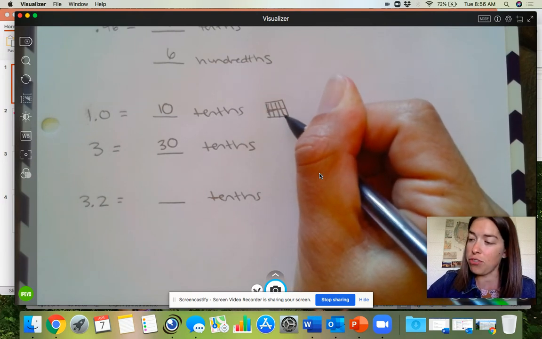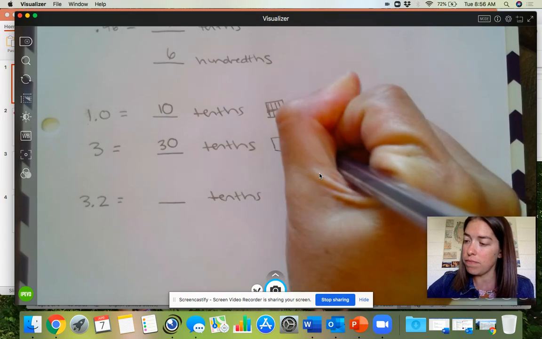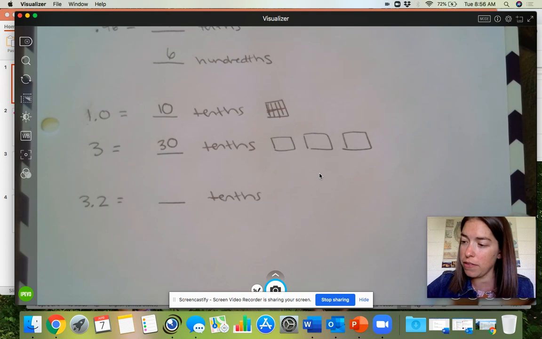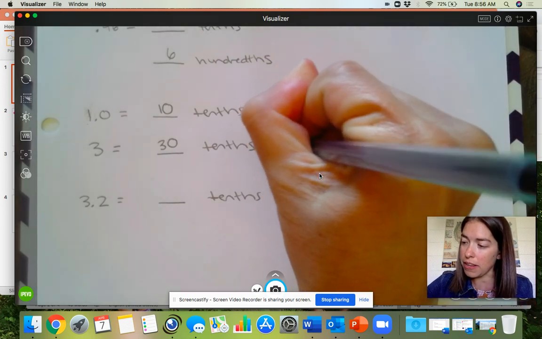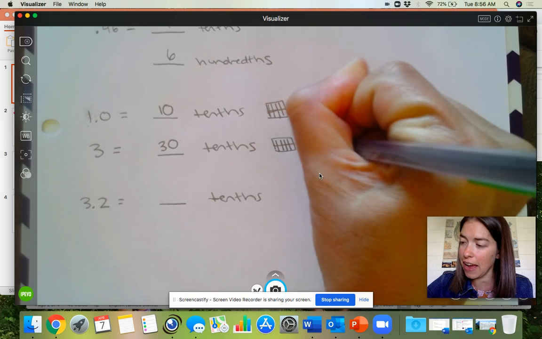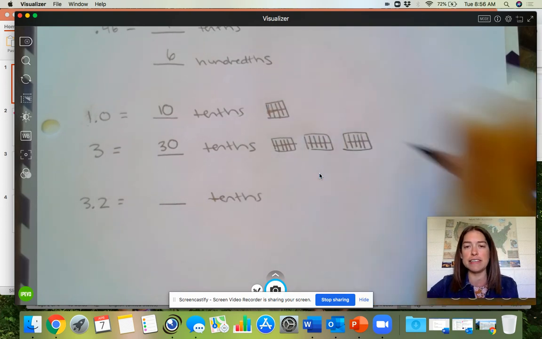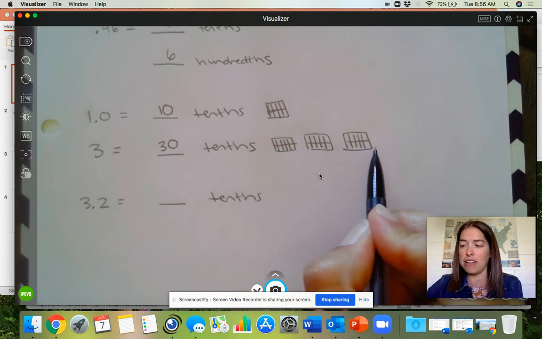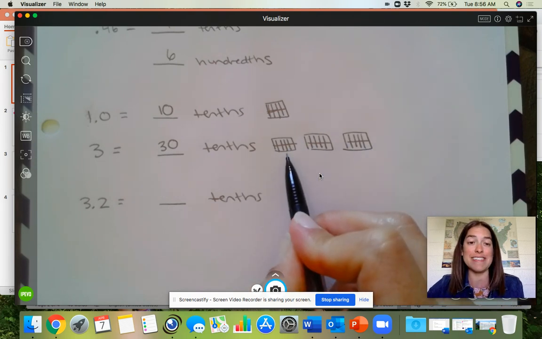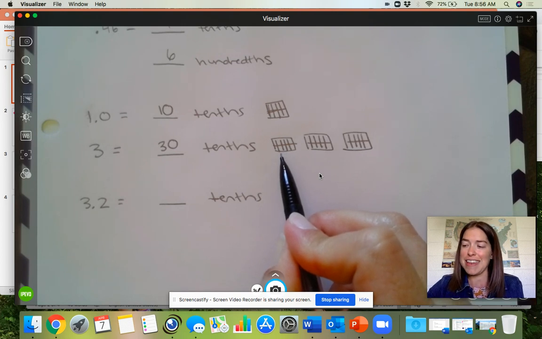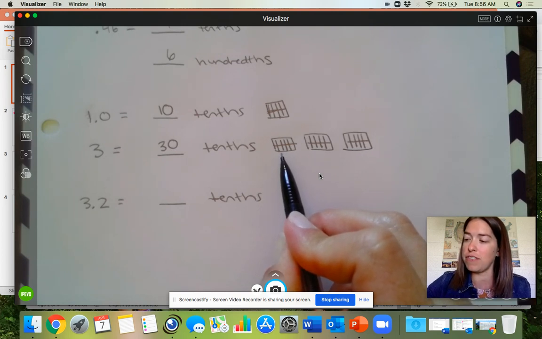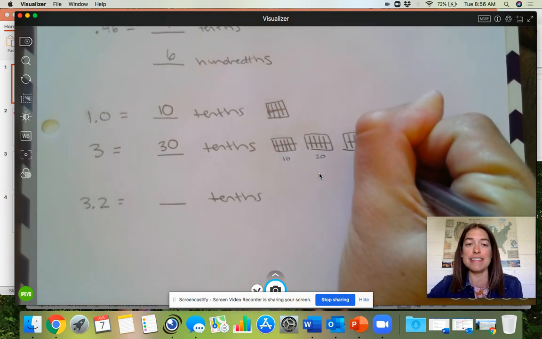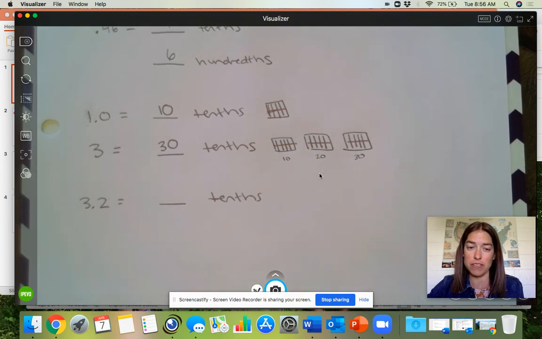So now if I have 3 wholes, and I want to know how many tenths that is, well, I'm going to split each one into tenths. Again, I like to think of this as brownies. Here's my 3 whole pans of brownies, and I cut each one into pieces that are 1/10. So I have 10 tenths in each whole for a total of 10, 20, 30 tenths in 3 wholes.